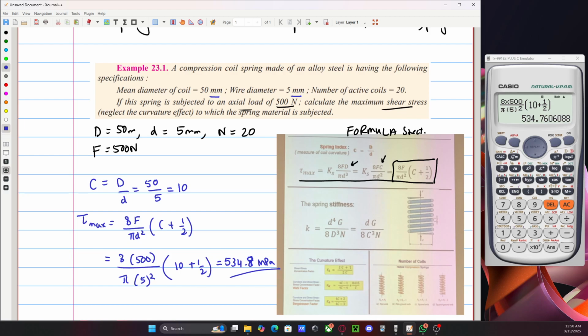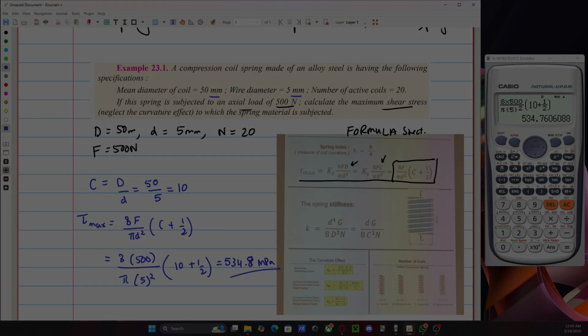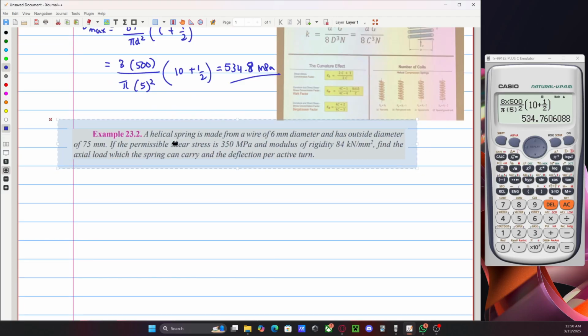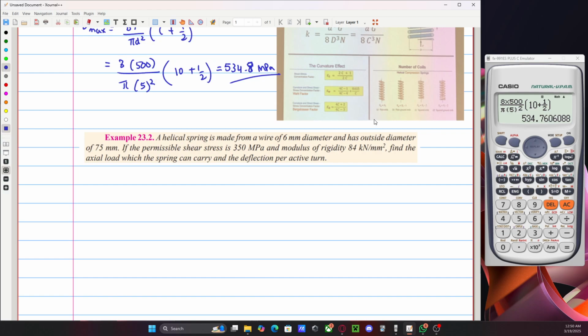So this question was given to us in the tutorial. So if we go down over here and just place it here. We're given a helical spring. The helical spring is made of a wire of 6 millimeter diameter. So again, this is our small d, 6 millimeters. And it has an outside diameter of 75 millimeters. So outside diameter means capital D, O, 75 millimeters.